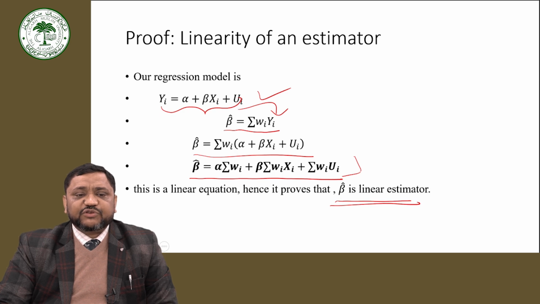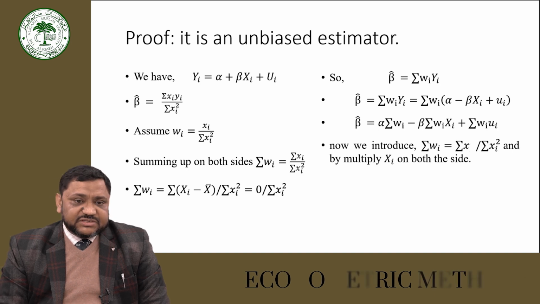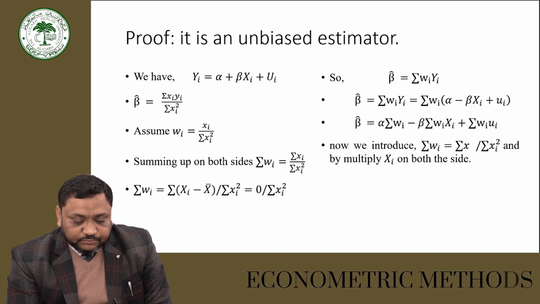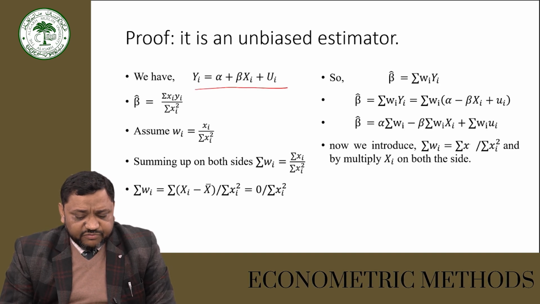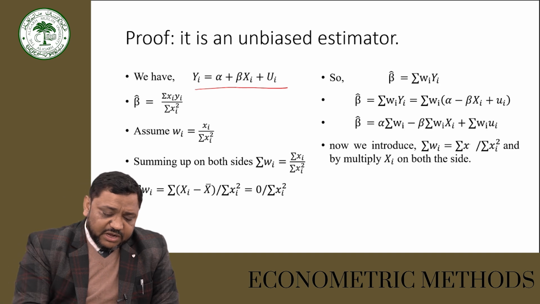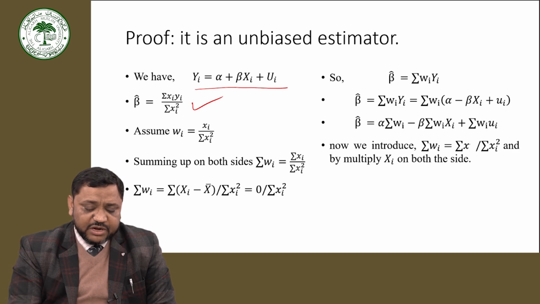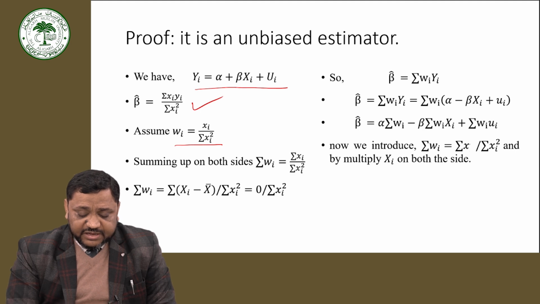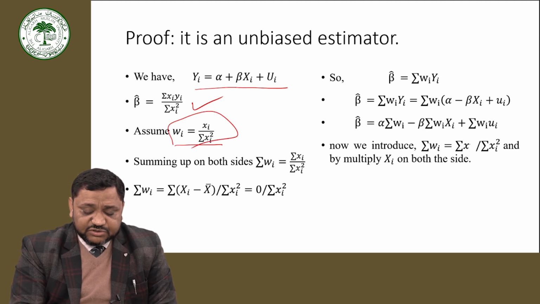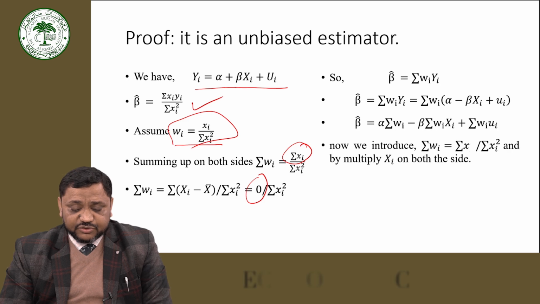Now, the next thing which we will try to prove is that beta hat is an unbiased estimator. What we have over here is yi is equal to our regression equation, alpha plus beta xi plus ui. We know the formula for beta is equal to summation small xi yi divided by summation xi square. We have assumed wi to be small xi divided by summation xi square. We take the summation of this on both the sides. So in the top it becomes summation small xi is equal to 0. So summation wi is equal to 0.